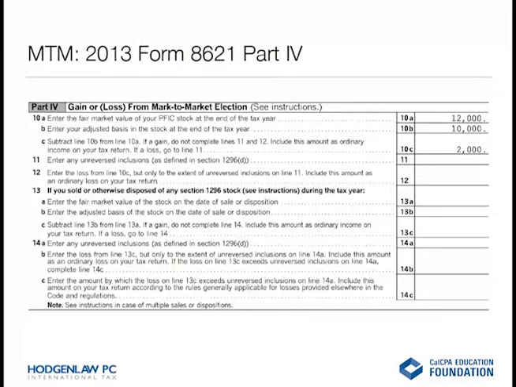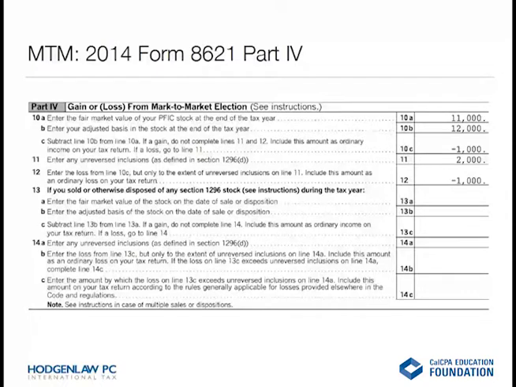Line 10A, fair market value of stock at the end of the year, 12,000, adjusted basis, 10,000, and that's a 2,000 gain on 10C. And this is the 2013 numbers. Moving on to 2014. Next slide. We have fair market value 11,000, basis 12,000, so there's a 1,000 loss.